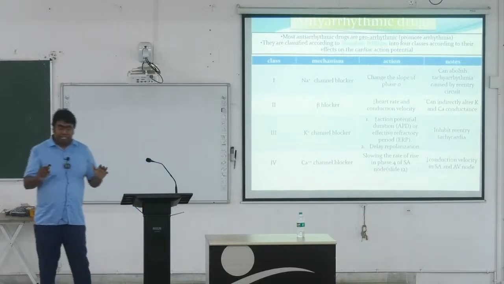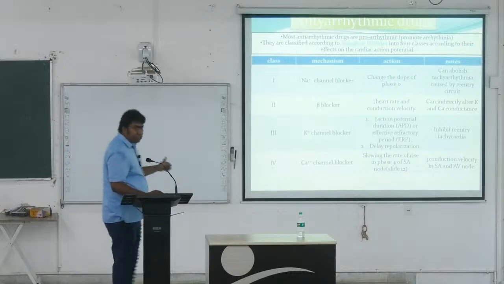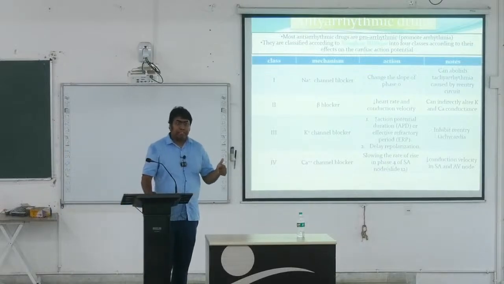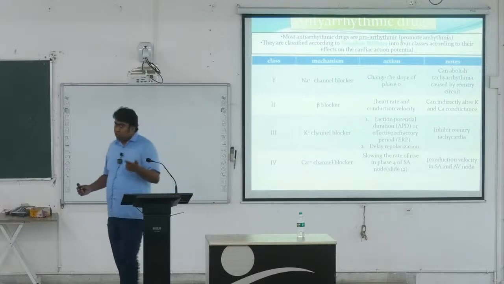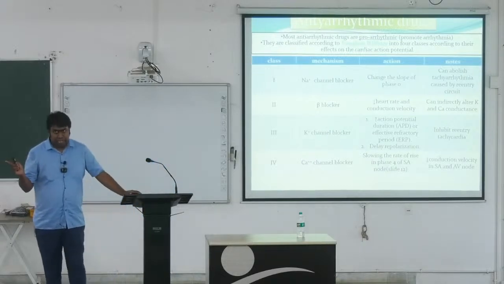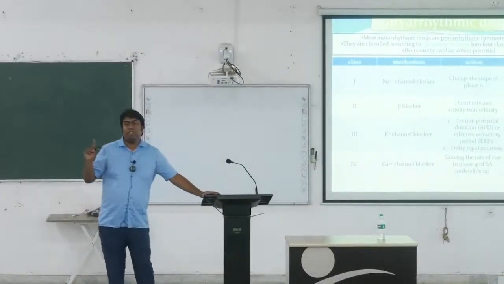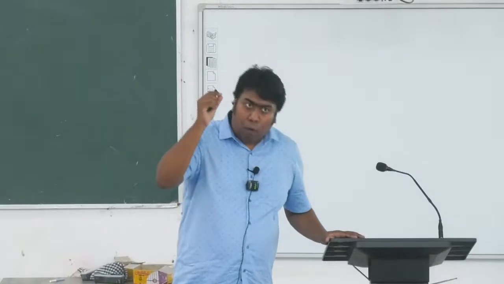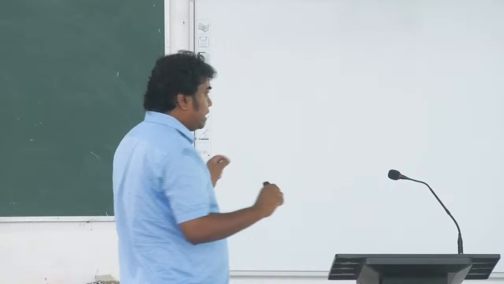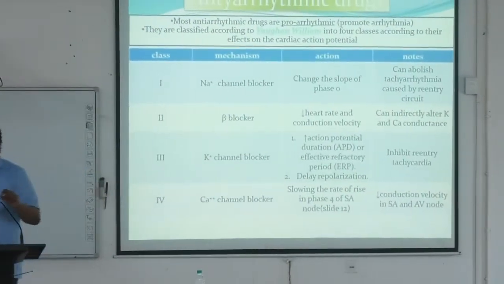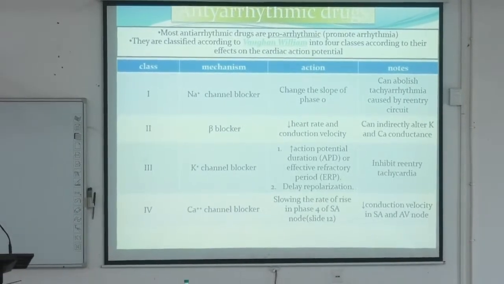At least in the classification, you have to remember: class 1 is sodium channel blocker, class 2 is beta blocker, class 3 is potassium channel blocker, and calcium channel blocker is class 4. All these are blockers.